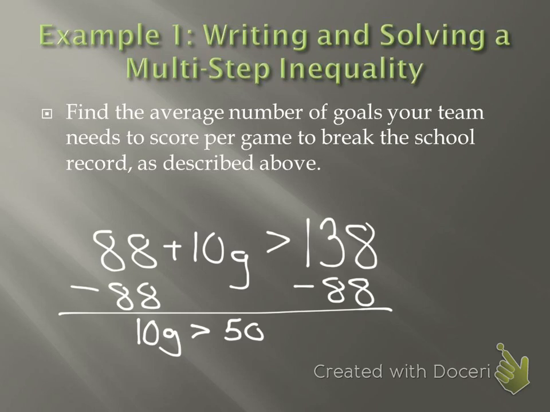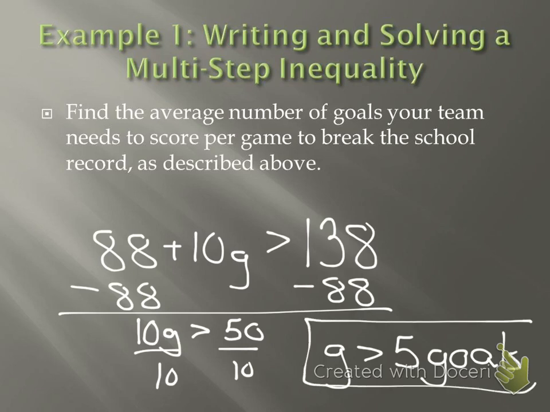Now, what do I do? Divide both sides by 10. And don't forget to label: g is greater than 5 goals, meaning that you have to score more than 5 goals per game if you want to beat the record. If you score 5, then you'll tie it.